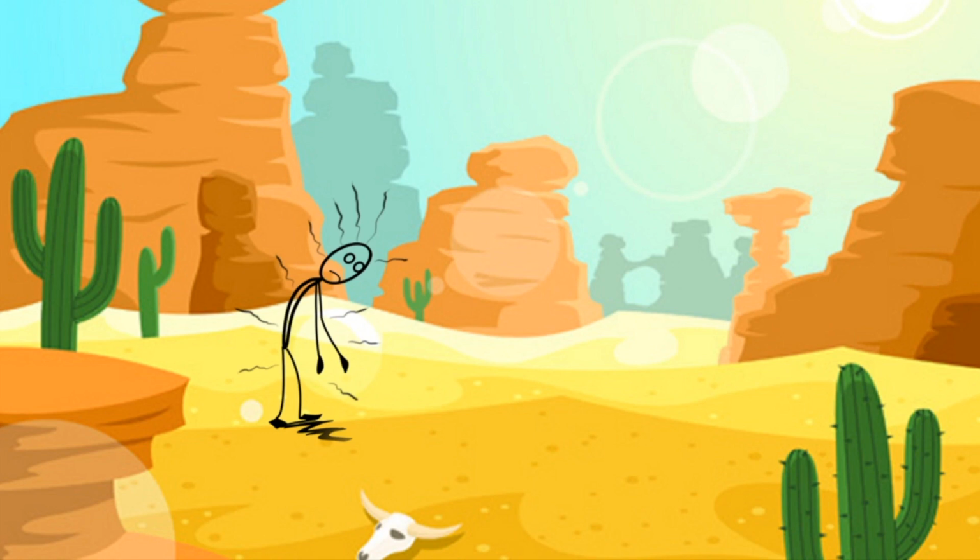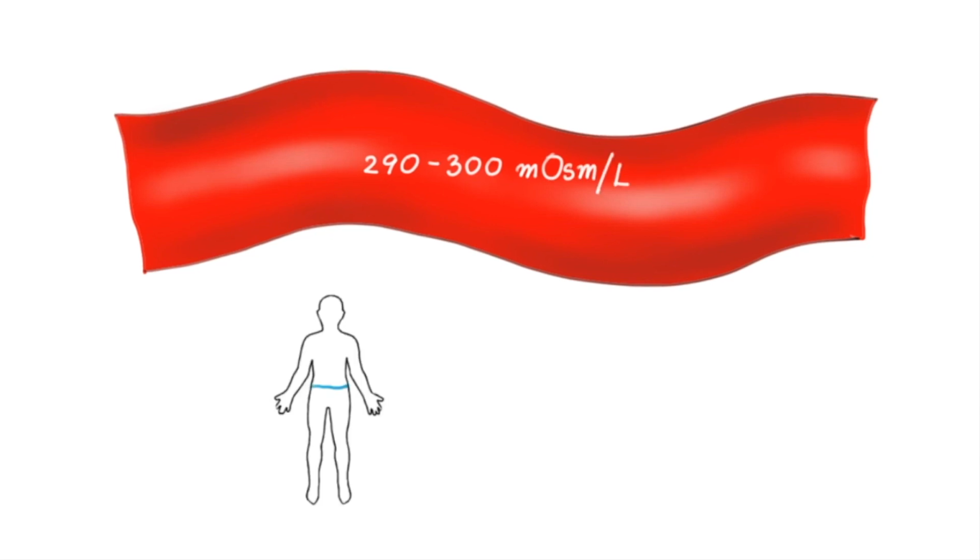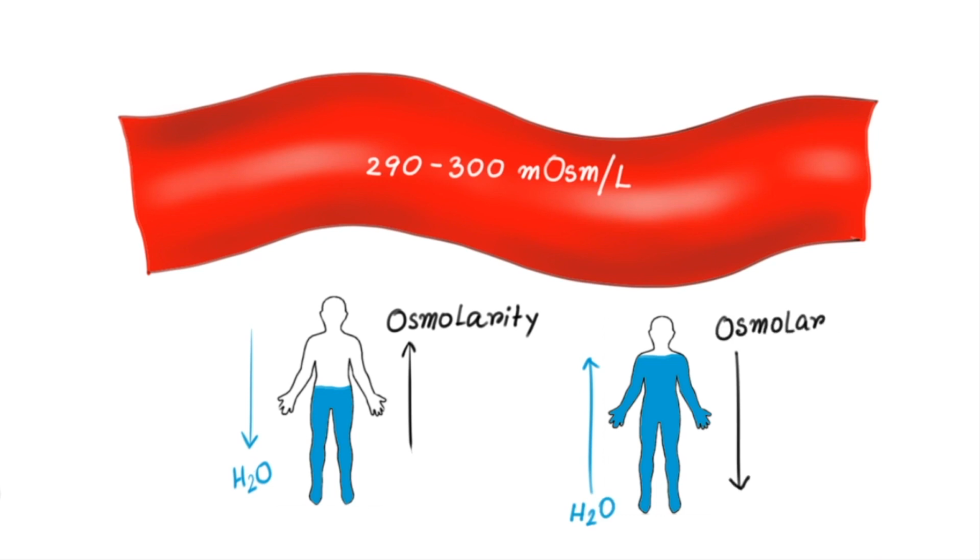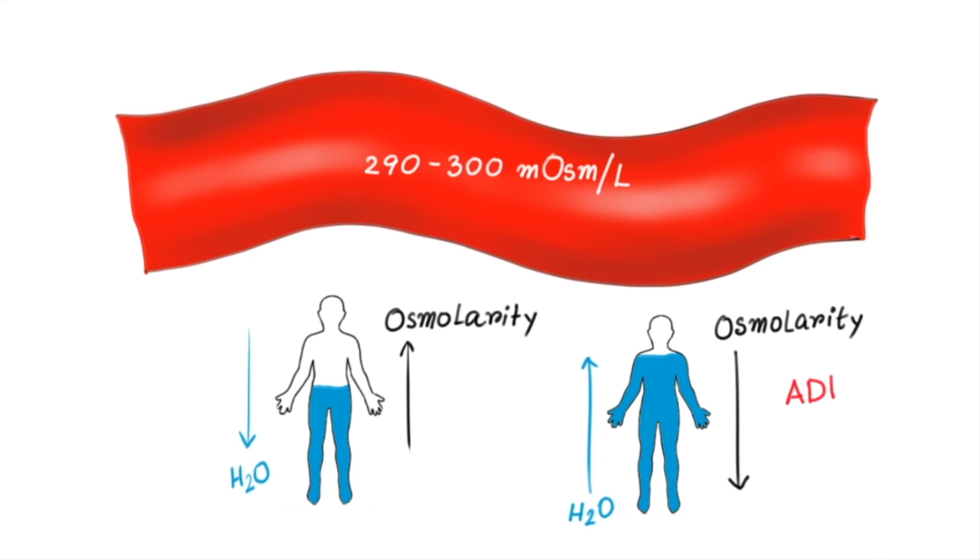Here, ADH comes into action. It helps the body to reabsorb water from the kidney. As we know, normal osmolarity of the blood is 290 to 300 milliosmol per liter. So if your body is deprived of water and blood osmolarity goes up, more and more ADH will be secreted to keep the osmolarity around the normal value.